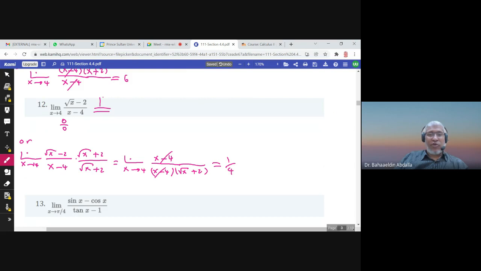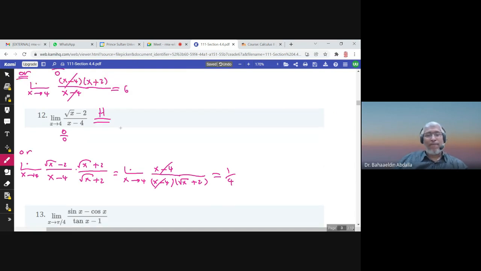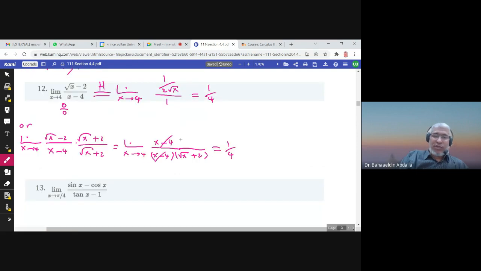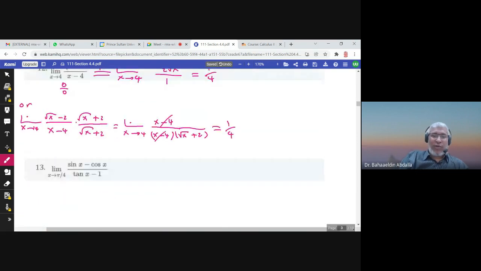But I can use L'Hopital's rule also because I have 0 over 0. The derivative of the square root of x is 1 over 2 square root of x. Derivative of x minus 4 is 1. Replace x by 4, square root of 4 is 2, 2 times 2 is 4. The answer is 1 over 4. So you have two methods now to solve such problems.